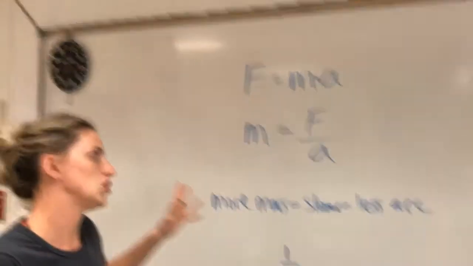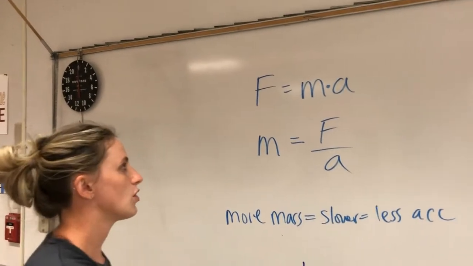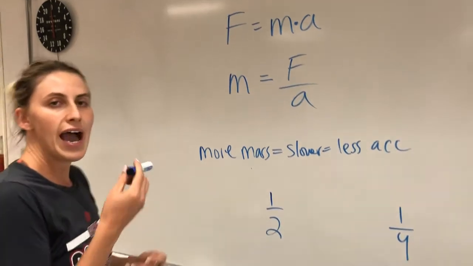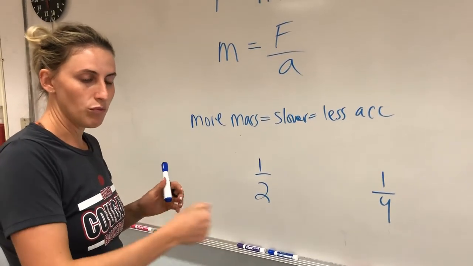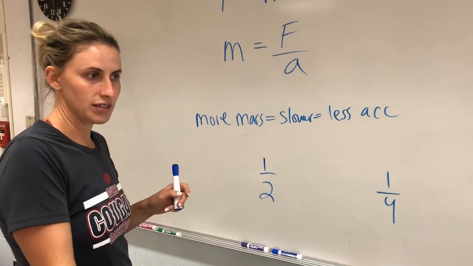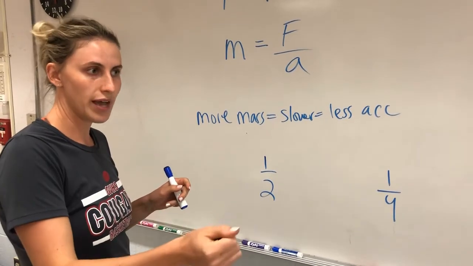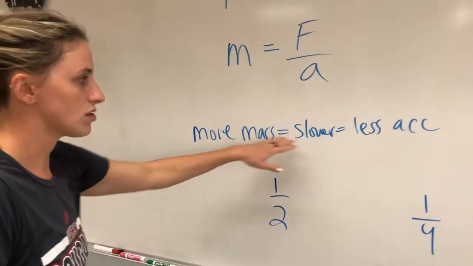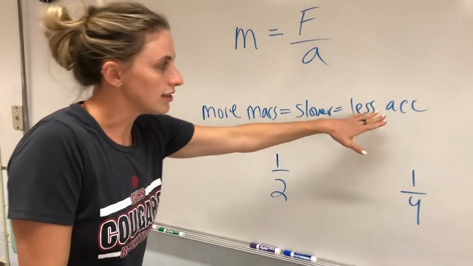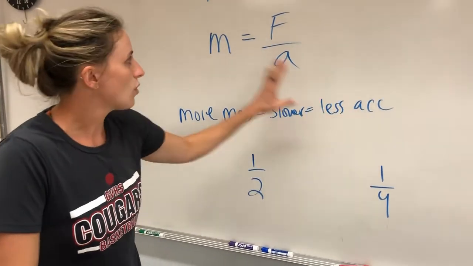Let's relate this back to our Hacksaw lab. In the Hacksaw lab, we added washers to the hacksaw blade, and we were trying to figure out how that affected time. The more washers that we added, the slower it went. So more mass is slower time, which really means less acceleration.